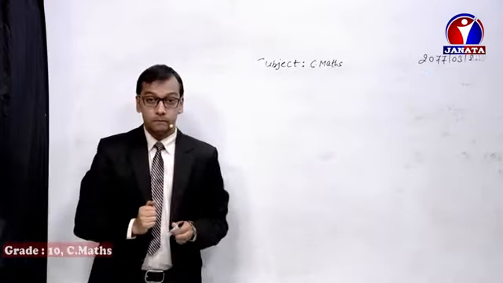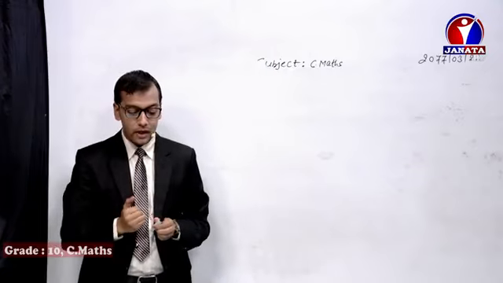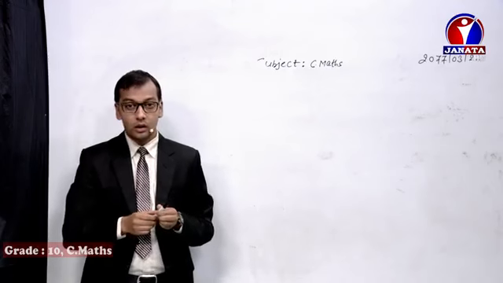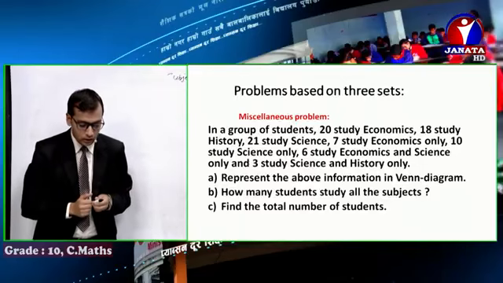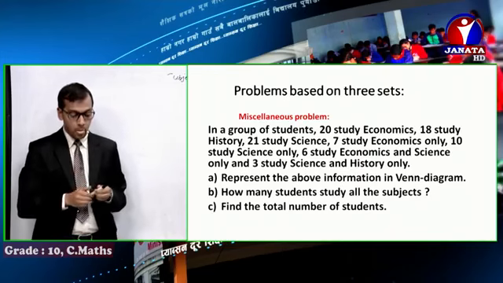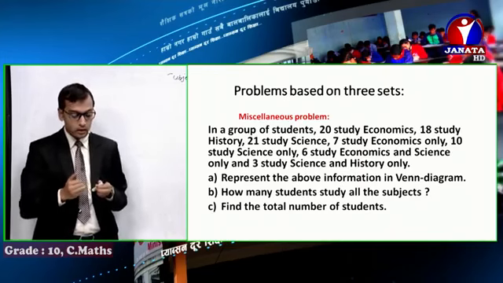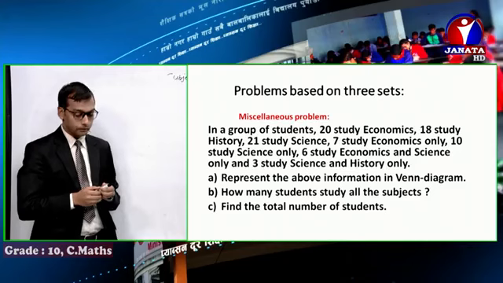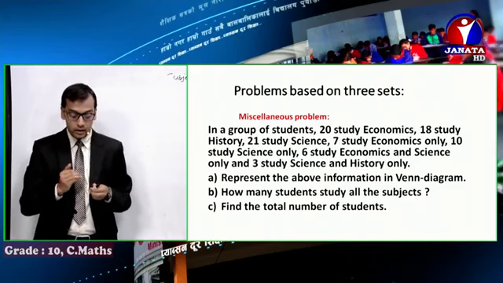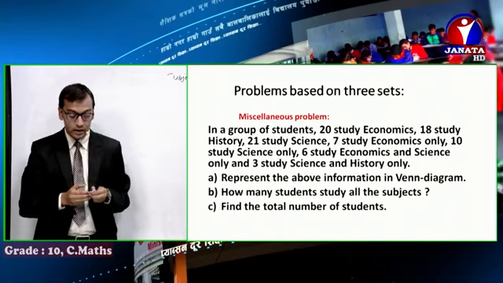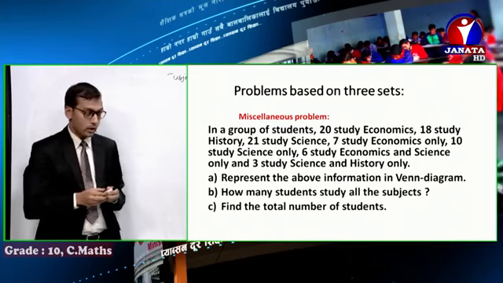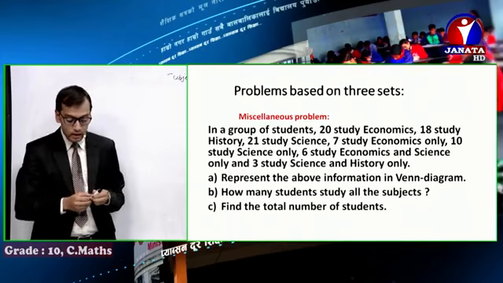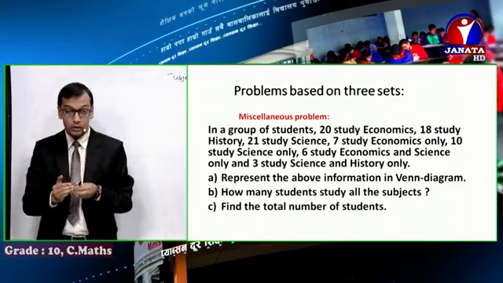Okay, so the next question is also based on three different subjects. So you can read the question on the slide. Let's read the question now. In a group of students, 20 study economics, 18 study history, 21 study science, 7 study economics only, 10 study science only, 6 study economics and science only, and 3 study science and history only. So there are three different questions on this. Represent the above information in a Venn diagram. How many students study all the subjects, and find the total number of students.